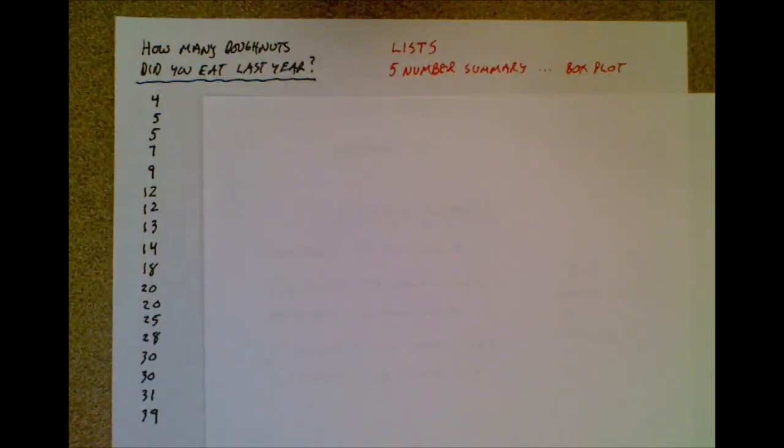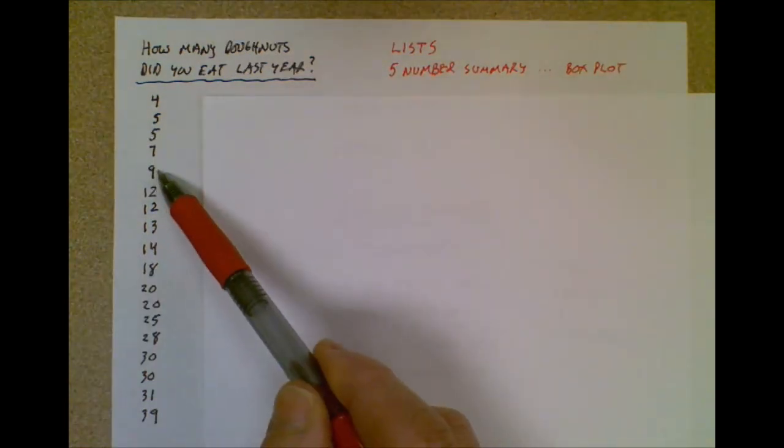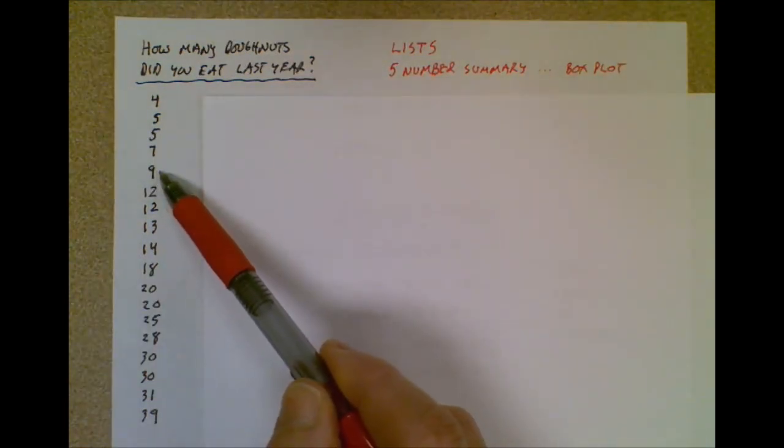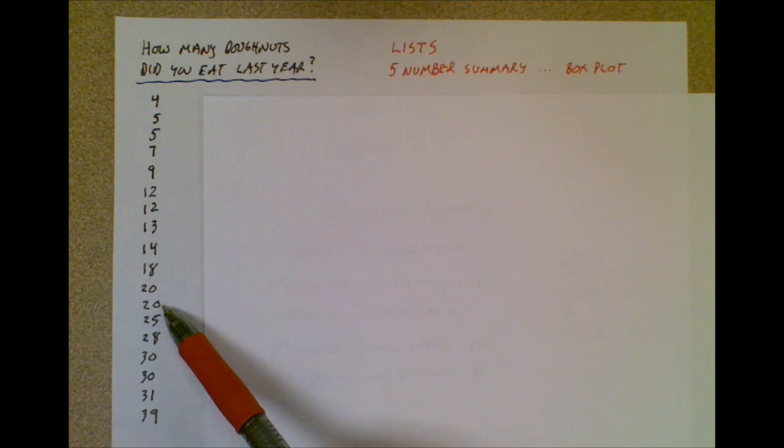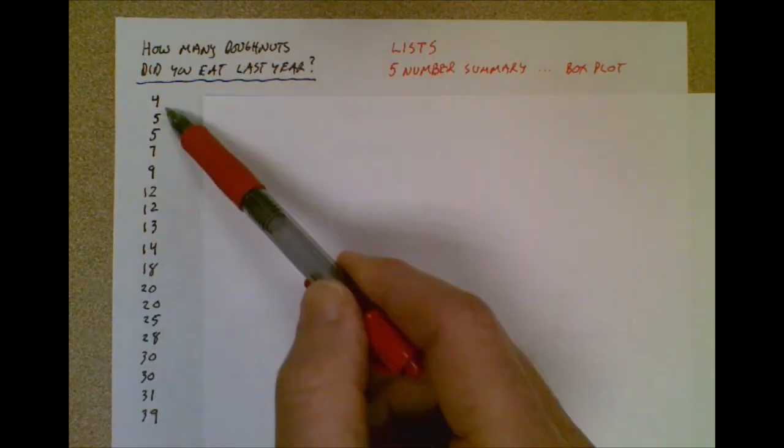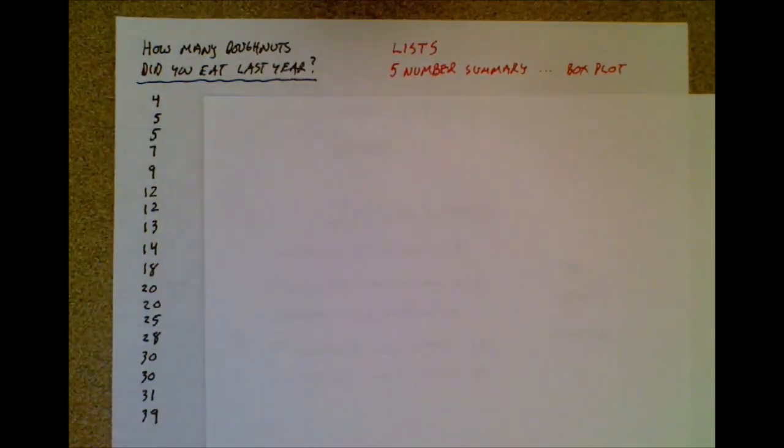Hey, how many donuts did you eat last year? So little Johnny ate 9 donuts last year, but Tina ate 20 donuts last year. Now, probably this data was not in order like it is now when we first got it, so you would have to arrange your data in order to do some of the things that we're going to do here.